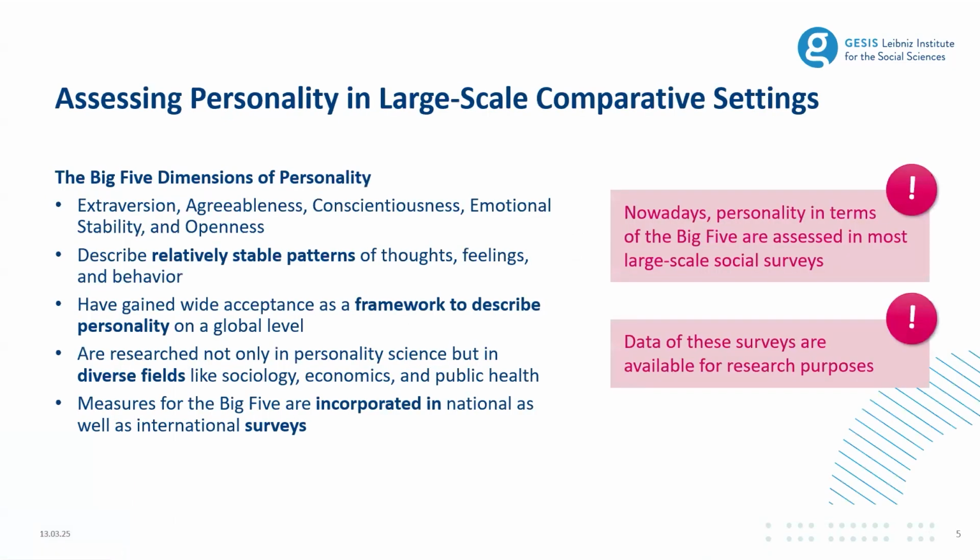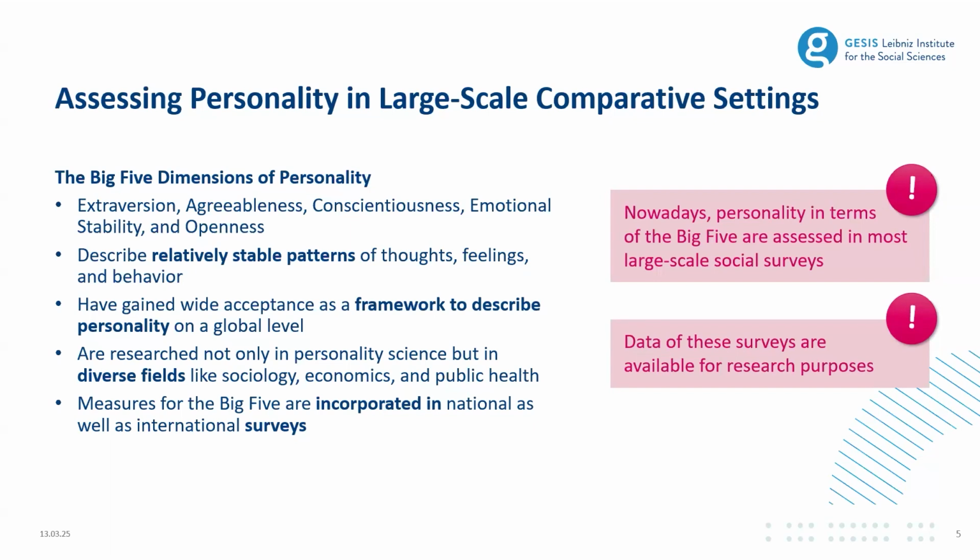So when we talk about personality data, we usually refer to the Big 5 dimensions of personality. So extraversion, agreeableness, conscientiousness, emotional stability, and openness. They describe relatively stable patterns of thoughts, feelings, and behavior. And the Big 5 has gained a wide acceptance as a framework to describe personality at the most global level.